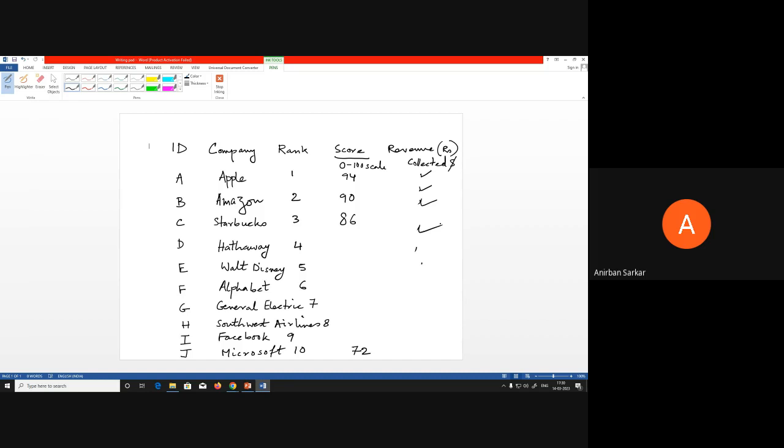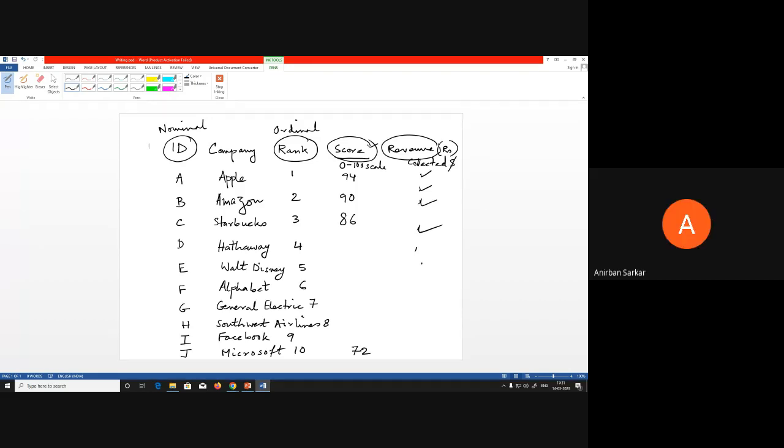Now, by seeing the score, can you tell me that ID is a nominal scale data? Rank is an ordinal scale data. What will score and revenue be? Do you have any suggestion? Anyone? Can you please repeat?